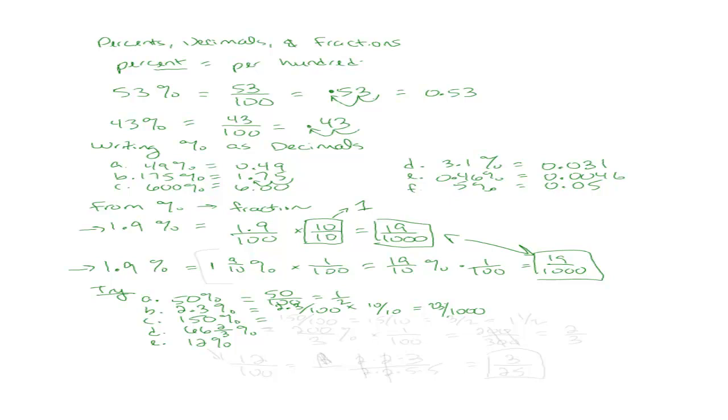Okay. 150% is just 150 over 100. What does that reduce to? 1.5. So I can cancel out the zeros and it reduces to 15 over 10, and then I can reduce this even more. It reduces to 3/2, or I can also rewrite it as 1.5.